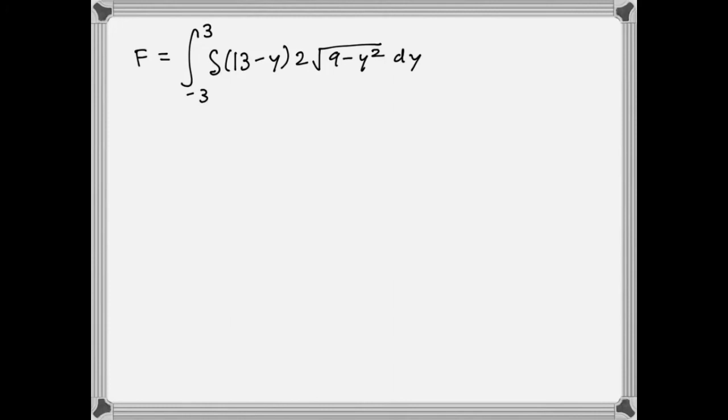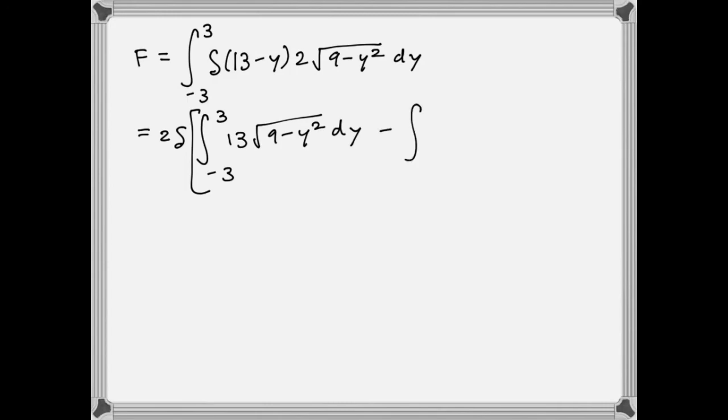What I'm going to do is pull out the 2 delta. Then I'm going to split it up into 2 integrals. I have negative 3 to 3 of 13 root 9 minus y squared dy, and then minus the integral from negative 3 to 3 of y times the square root of 9 minus y squared dy.